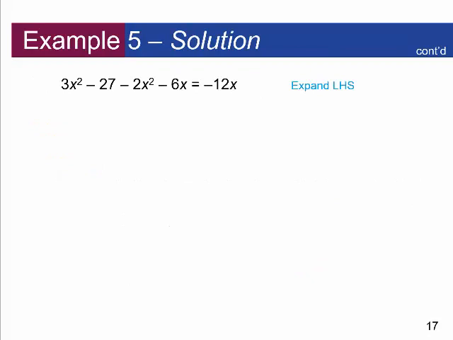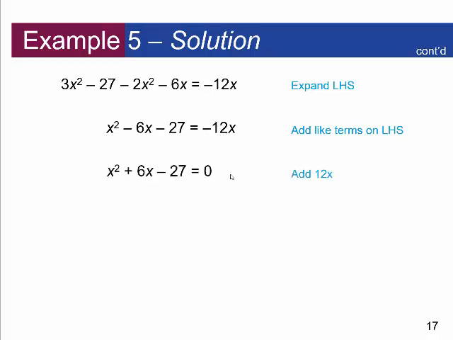So I'm just going to clean this up now. 3x squared minus 2x squared gets me x squared. I have my minus 6x and then minus 27 is equal to 12x, minus 12x. So next what I'll do is I will add 12x to each side. So I'm left with x squared minus 6x minus 27 is equal to 0.